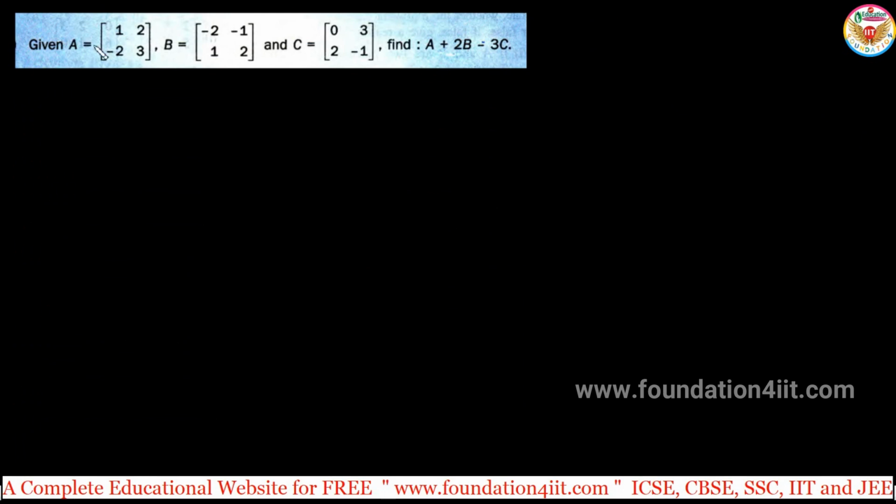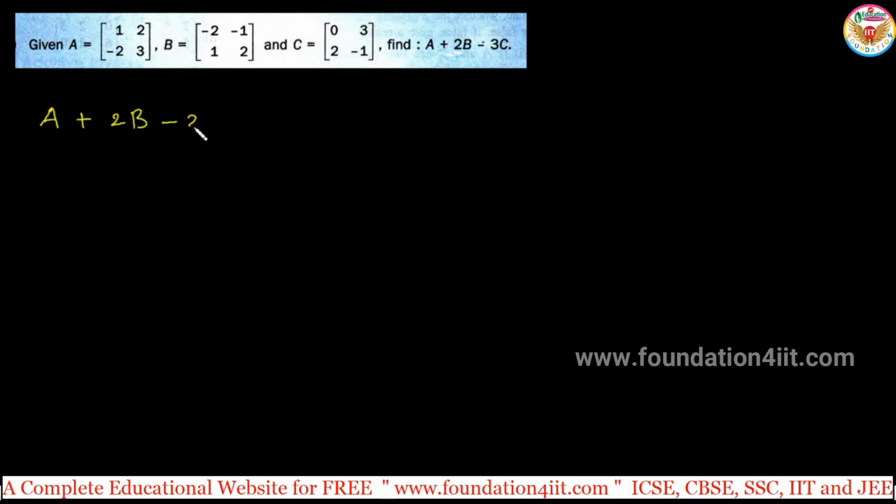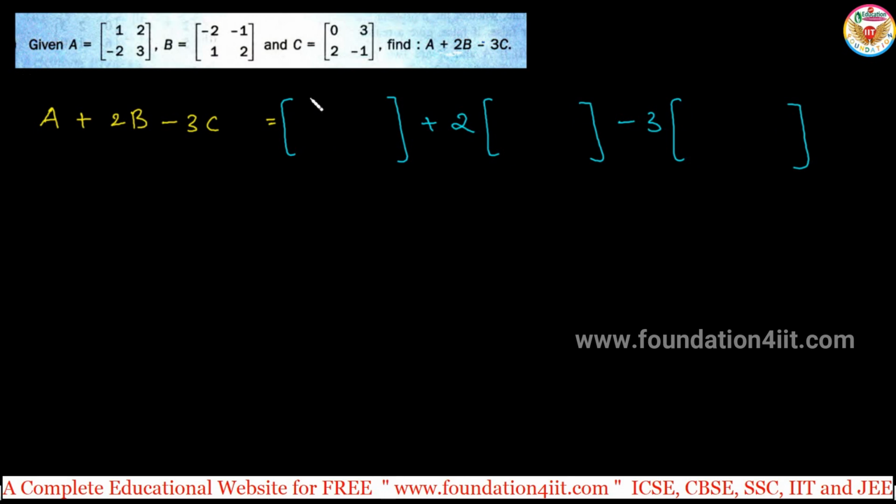Yes, so here is the question. Given A, B, C are three matrices, find A plus 2B minus 3C. 2B, 2 is a scalar, we are multiplying with matrix B. 3C. Matrices will use the capital letters A, B, C, right? And 2 and 3 are the numbers or scalars here. A plus 2B minus 3C. Meaning is first A matrix is as it is, plus 2 into matrix B, minus 3 into matrix C. We have to simplify after substituting the values.